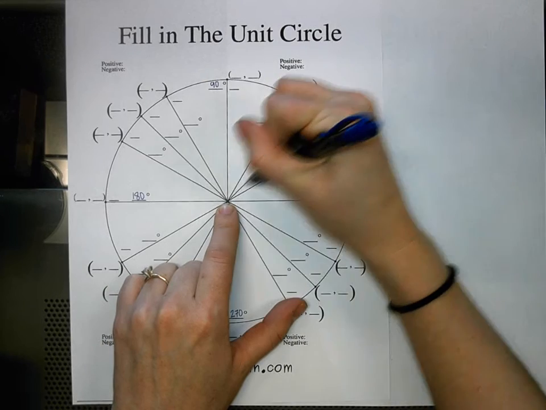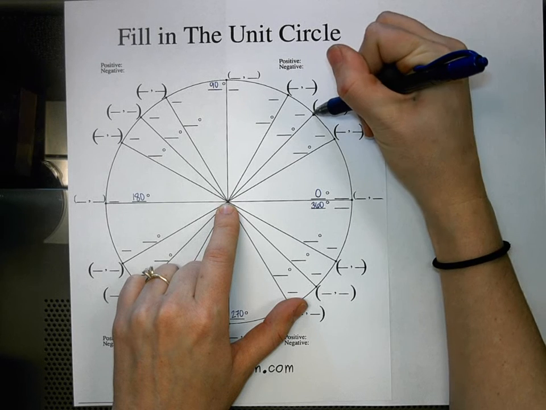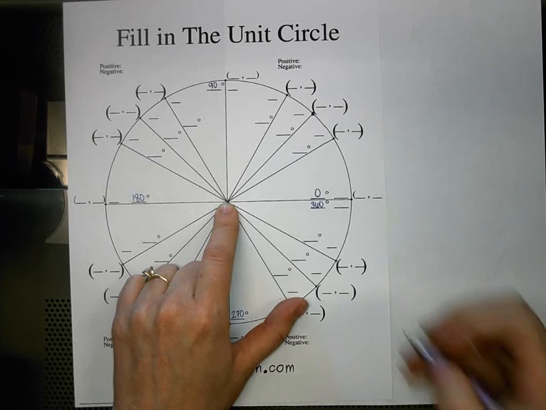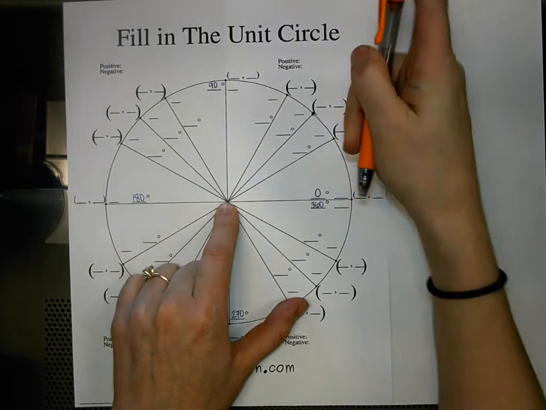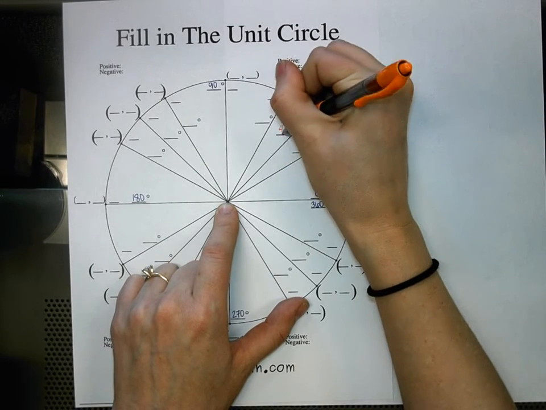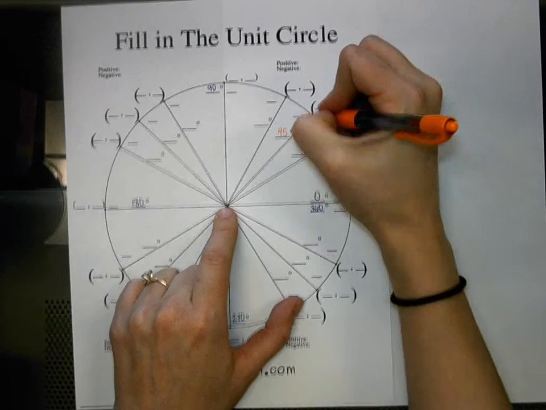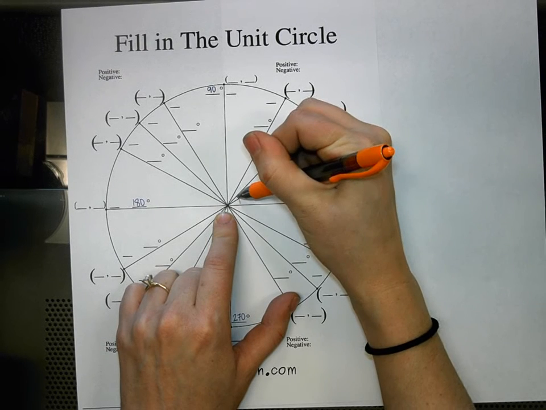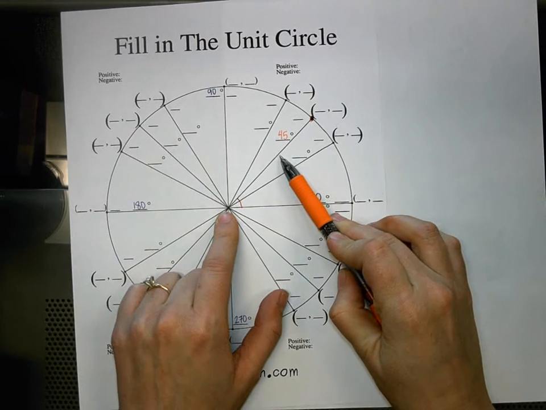Let's talk about halfway through. So this middle point here is halfway through our first quadrant. So what degree is halfway between 0 and 90? 45. Okay, so that's this point right here. This angle measurement to the second line would be 45. Second line in that quadrant.